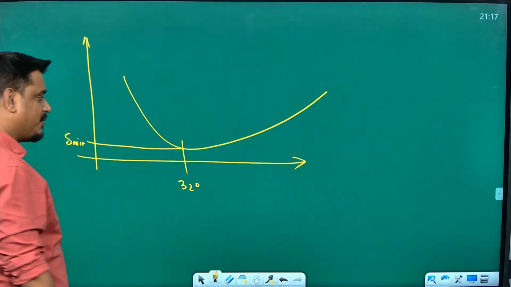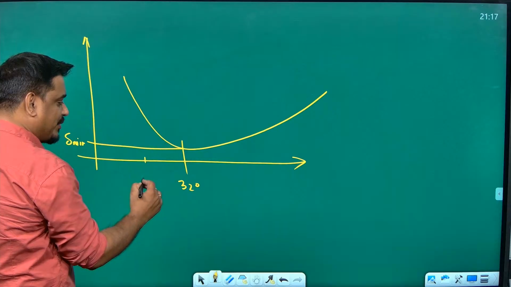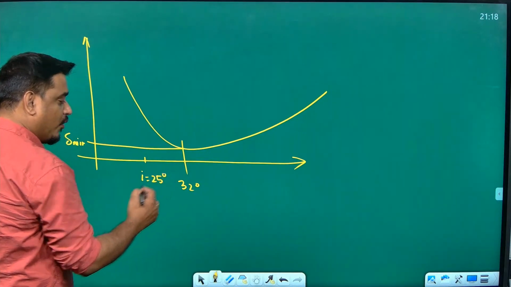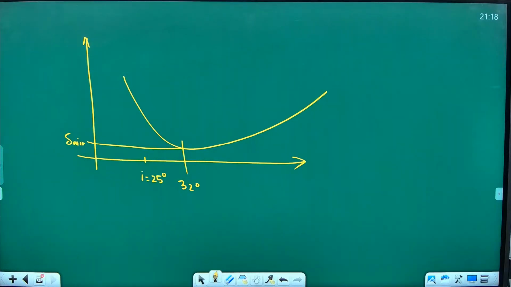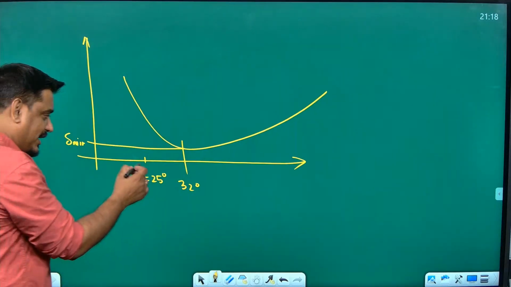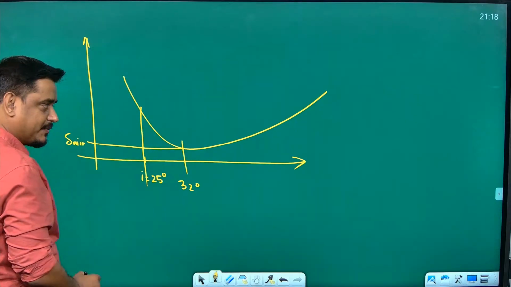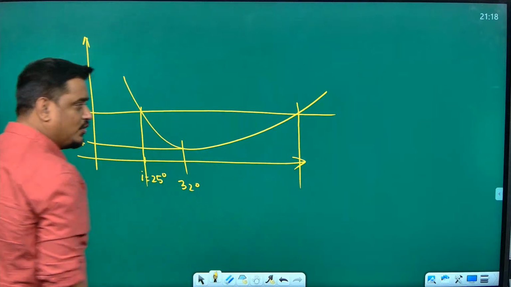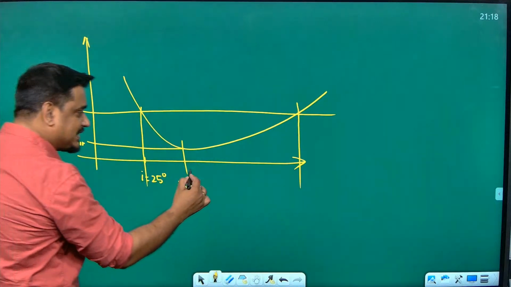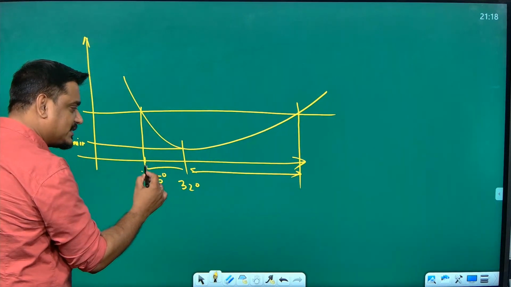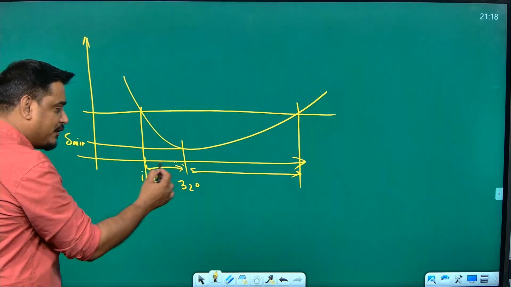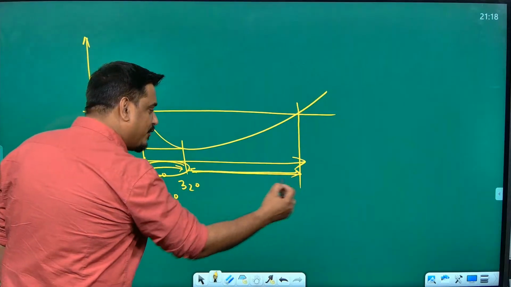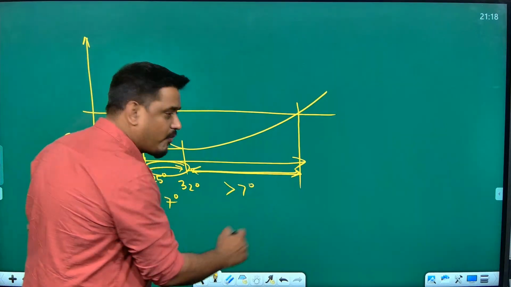What they are asking is, for angle of incidence to be 25 degree, what is going to be the angle of emergence? If I take 25 degree and draw a line here and then a line here, you understand that this distance is going to be more than this distance. How much is the difference here? 7 degrees difference. This difference should definitely be more than 7 degrees.